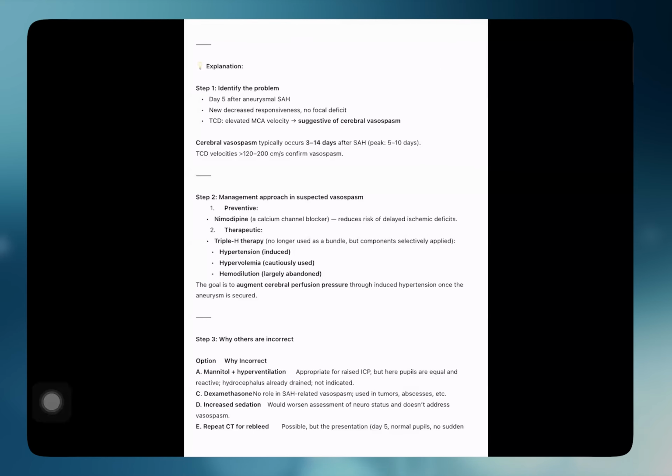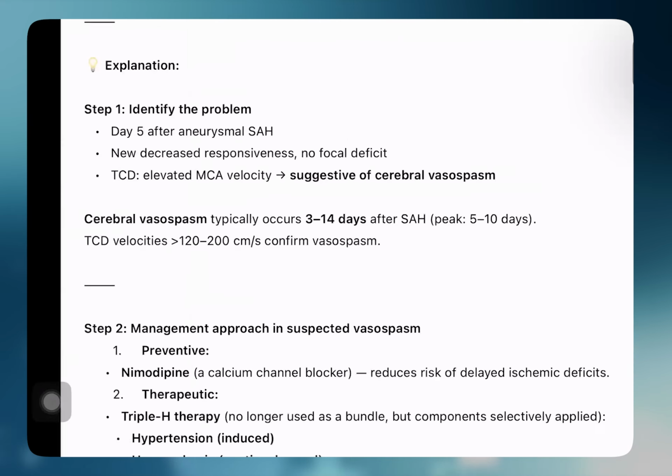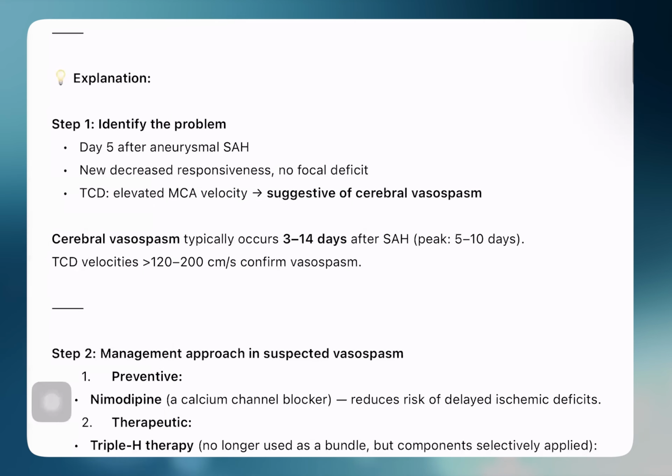Okay. All right. So there were two answers and both of them appeared good. The elevated MCA velocity takes the answer. I wanted to give you a different situation so as to confuse you, and you took another route. But you have to be very confident when you see such questions. Identifying the problem is important. Day 5 after aneurysmal SAH, new decreased responsiveness. What if there is no new deficit? The major component that you pick up is elevated MCA velocity.